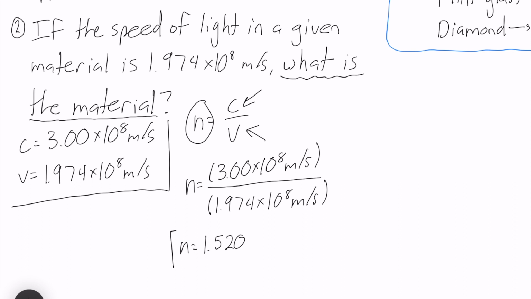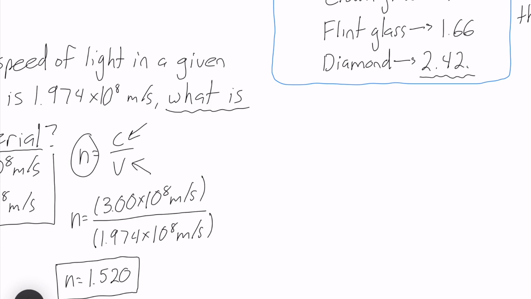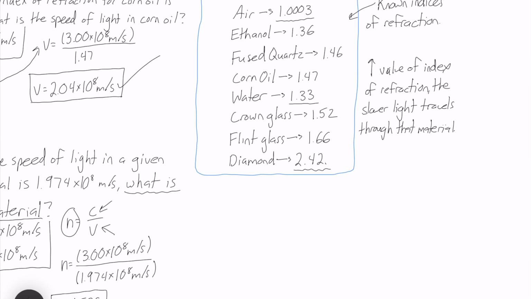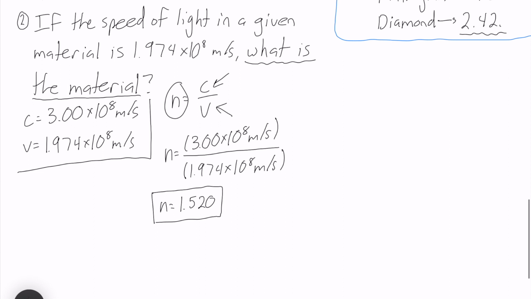Okay, and the final step here, our question actually asks, what is the material? So we have an index of refraction of 1.520. What we can do with that is refer over to our known index of refraction or indices of refraction. And if we look on our list, we see that crown glass has an index of refraction of 1.52. So we can come to the conclusion that this material in example number 2 is crown glass.